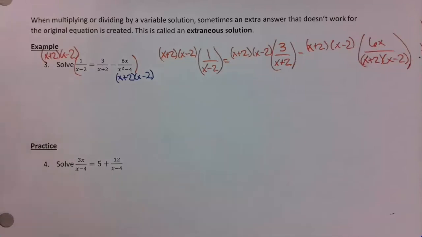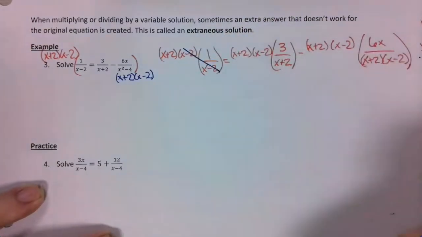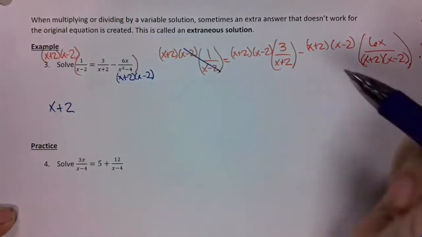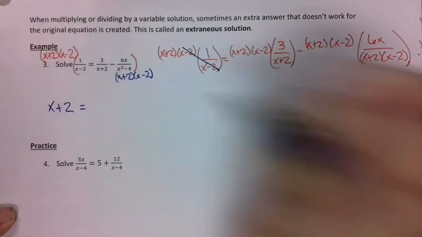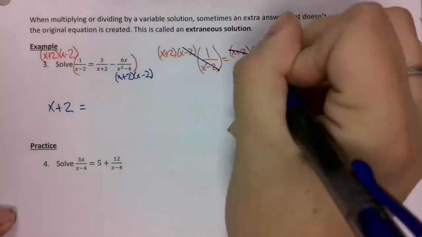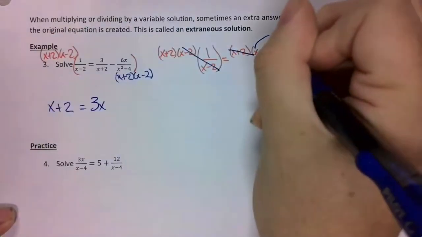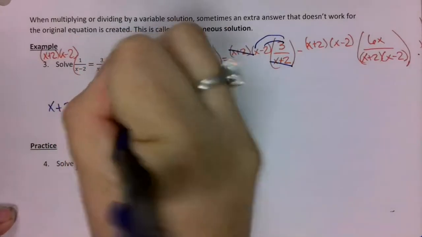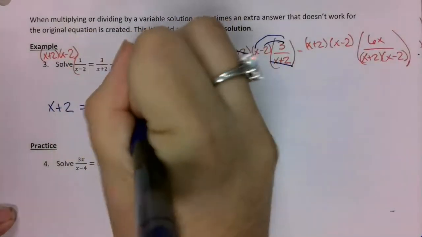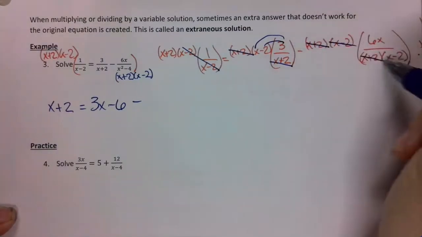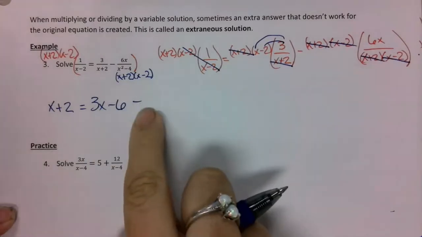Okay. So what cancels out with my first set? x minus 2. So I'm left with x plus 2. x plus 2 times 1 is just x plus 2. In the middle set, okay, so I have x minus 2 times 3. So 3 times x is 3x. Negative 2 times 3 is negative 6. And then for my final set, what cancels out? Both of them. So I'm just left with the minus sign from the problem, and then 6x.